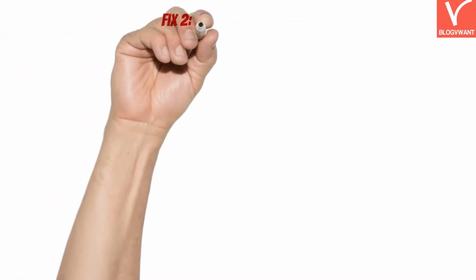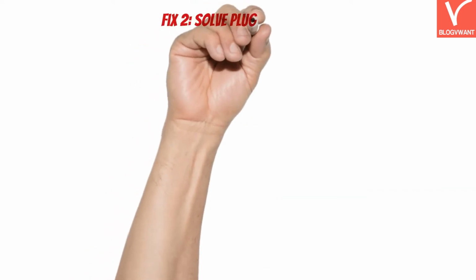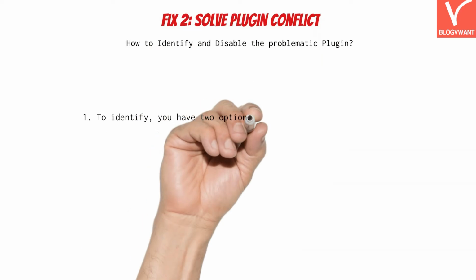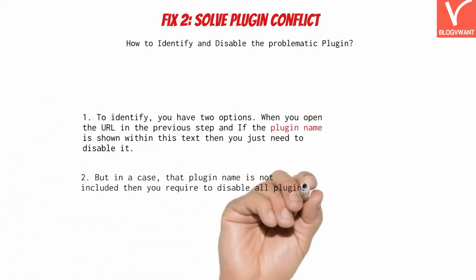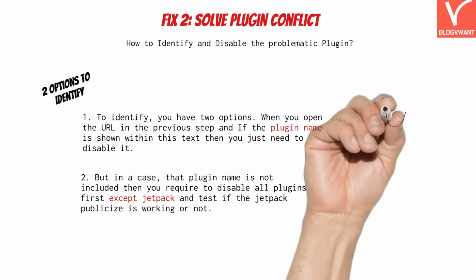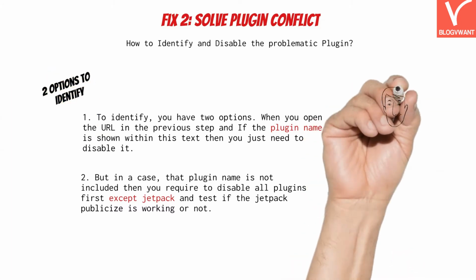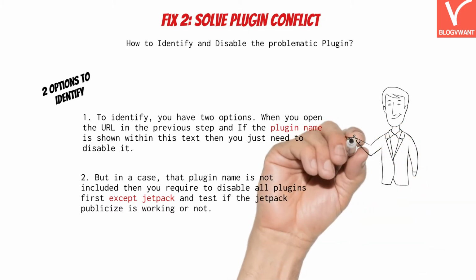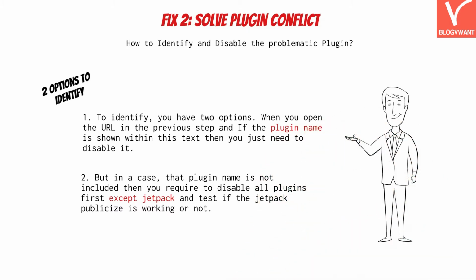Now to solve this issue, you have to identify and disable that problematic plugin. To identify it, you have 2 options. When you open the URL in the previous step, if the plugin name is shown within this text, then you just need to disable it. But in case the plugin name is not included, then you're required to disable all plugins first except Jetpack and test if Jetpack Publicize is working or not.